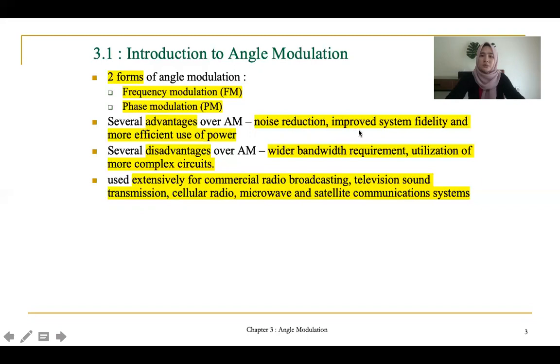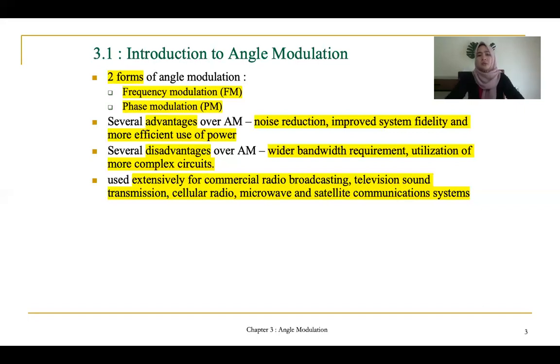It has improved system fidelity. So what is fidelity? You have learned the definition of fidelity in chapter 1, if I'm not mistaken. Basically, fidelity is the ability of a system to replicate the original signal, meaning output equals input. So if you have improved system fidelity, it means that you have improved accuracy and more efficient use of power. This means that it uses less power compared to amplitude modulation.